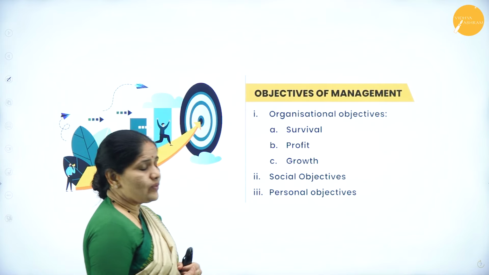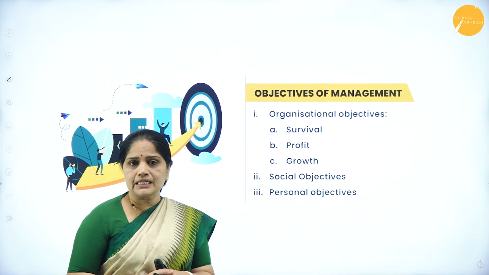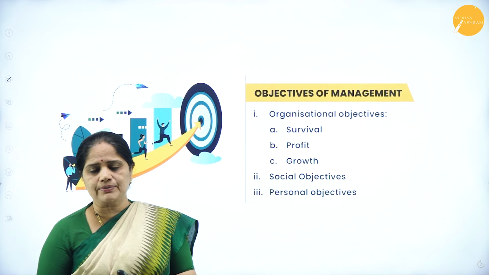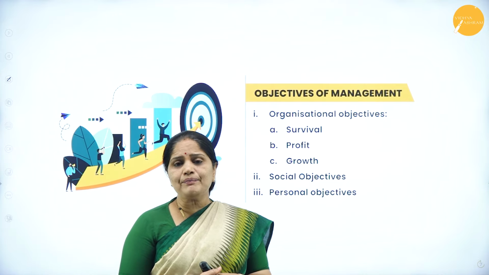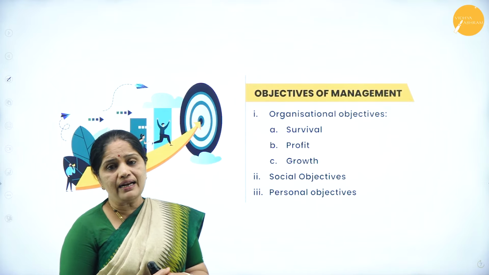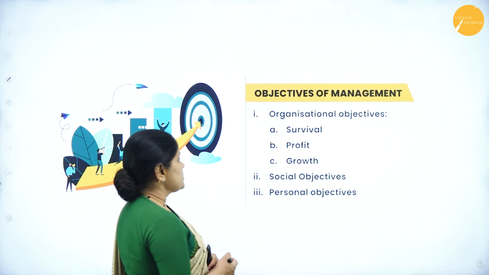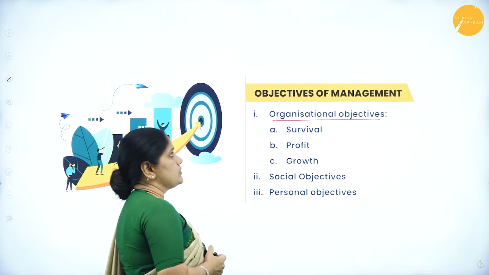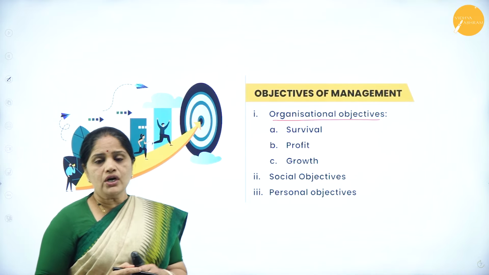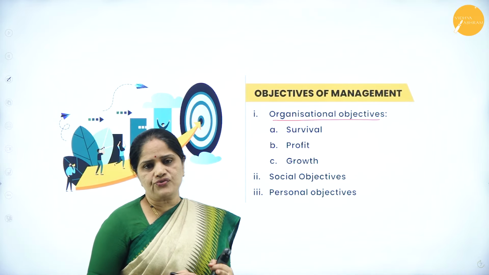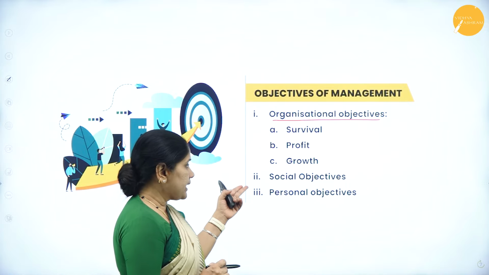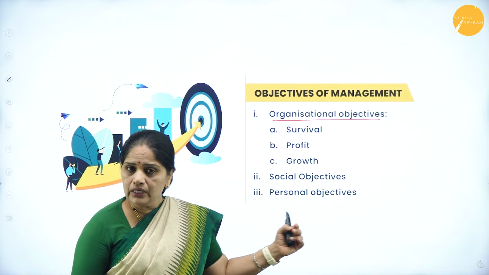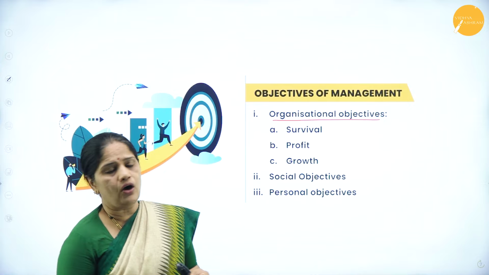Then the next important concept here is the objectives of management. So what are the objectives of management? Why is management essential and what are the main objectives? Totally we have 3 objectives for management. One is the organizational objective, the second one is the social objective, and the third one is the personal objective.